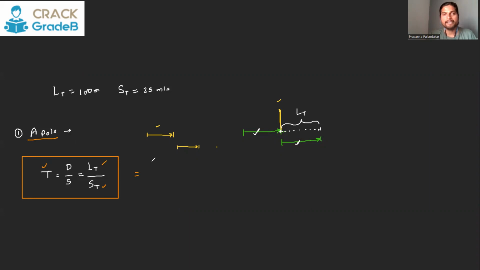In this situation, length of train is 100, speed of train is 25. So time taken is going to be 4 seconds. Time taken to cross the pole is going to be 4 seconds. Okay.